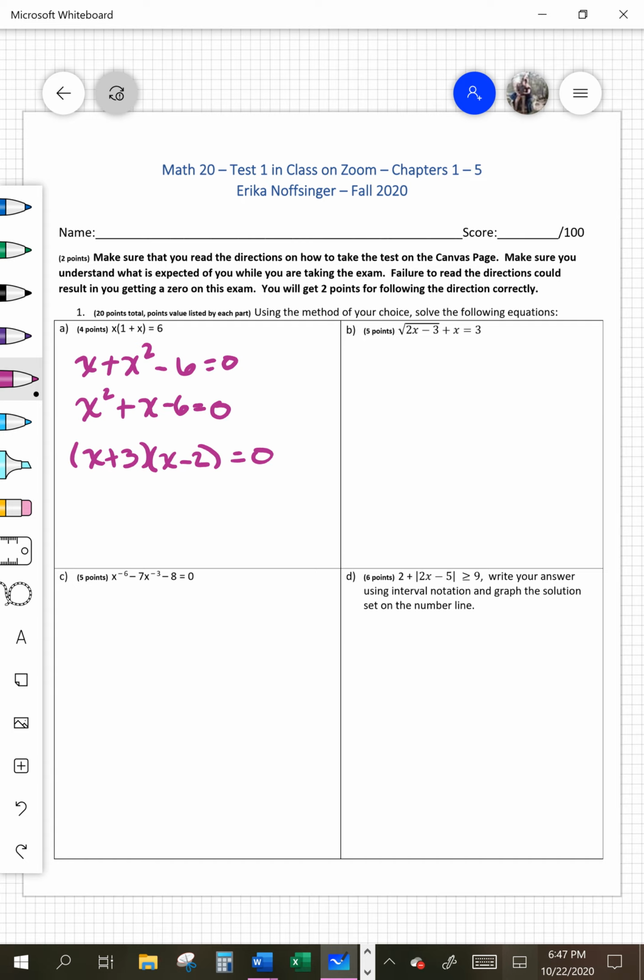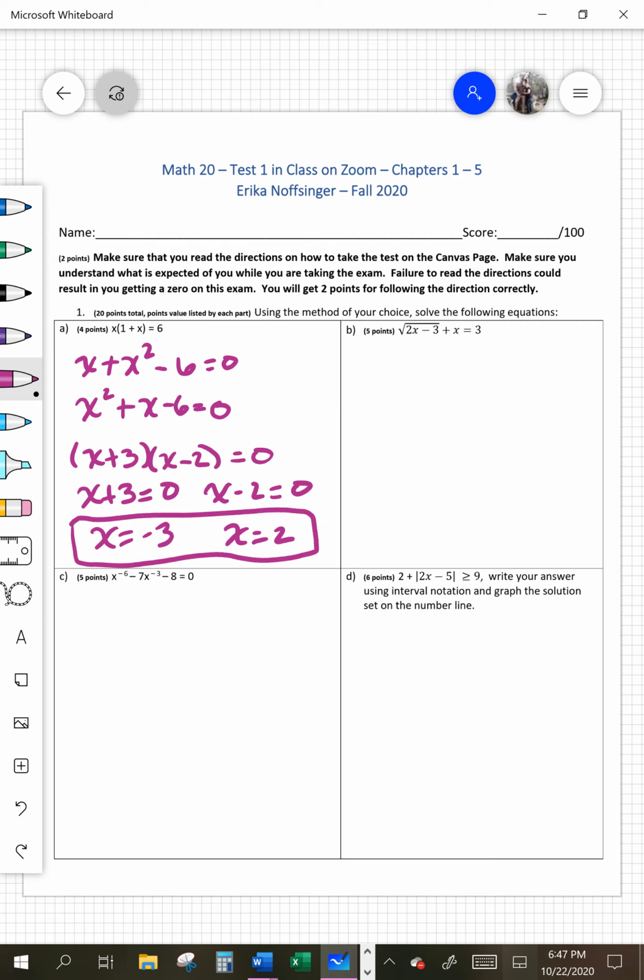Since we factored it and it's set equal to 0, we can set each factor equal to 0 and solve for x. So we have x plus 3 equals 0, and that is equal to 0 when x is negative 3, and we have x minus 2 equal to 0, and this occurs when x is equal to 2. So your solution should be negative 3 and positive 2.